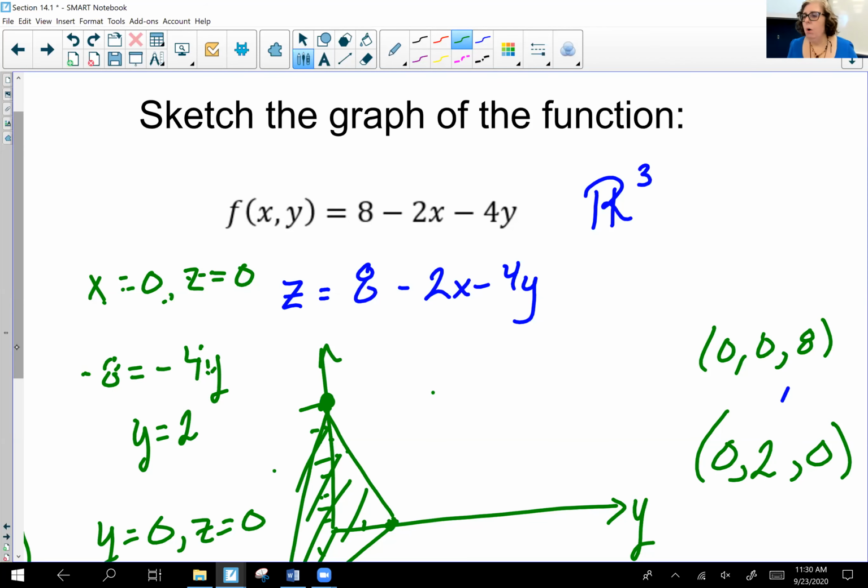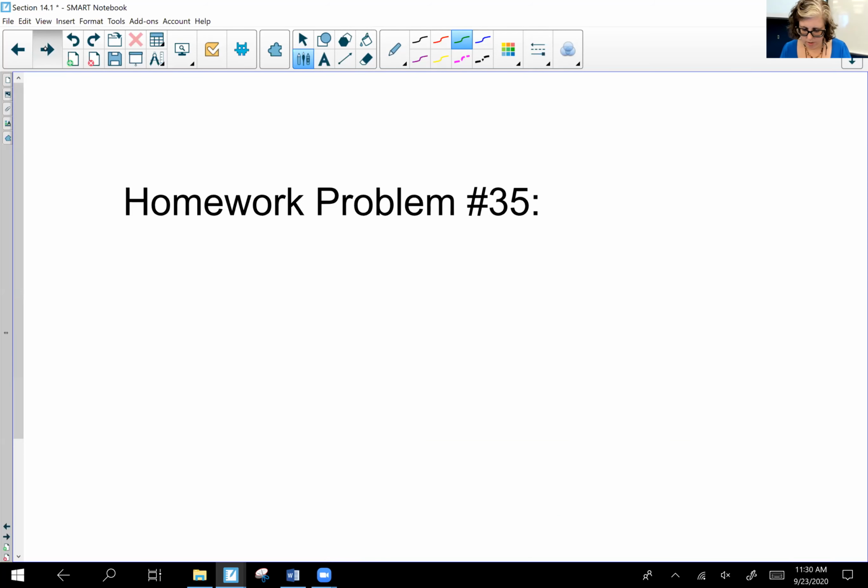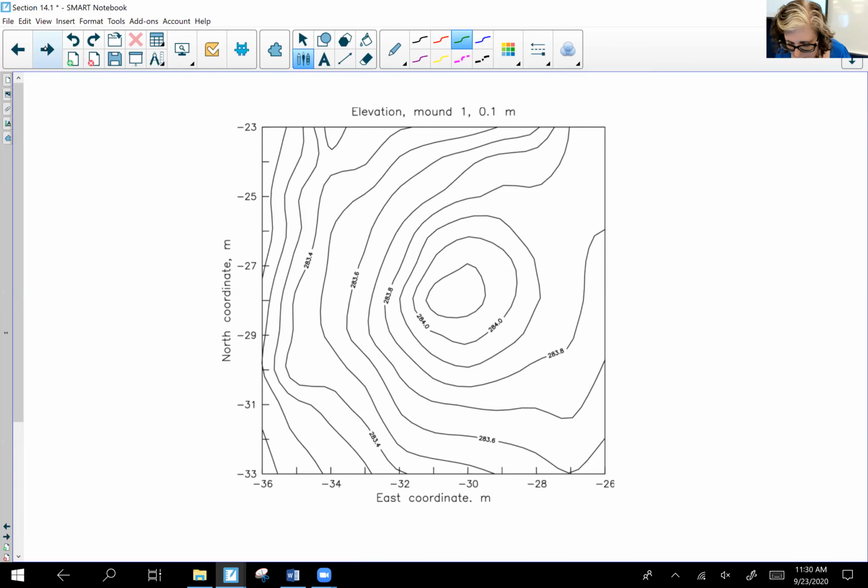All right, where do we use this? Where is this going to become important? And hang on. All right, let's go ahead and look at this. This is a what, folks? If you've ever been hiking, you know that this is a contour map, correct?